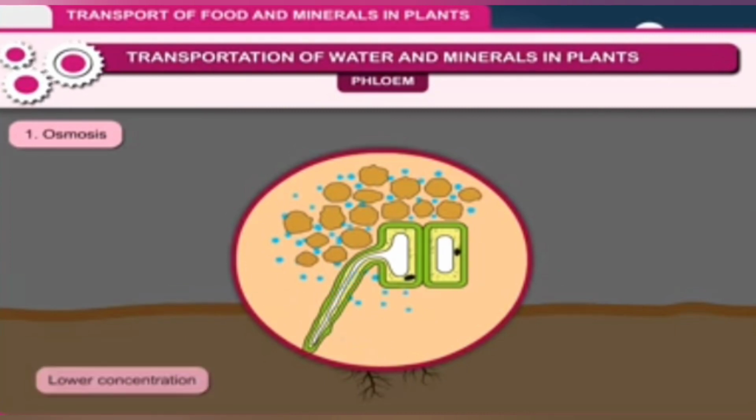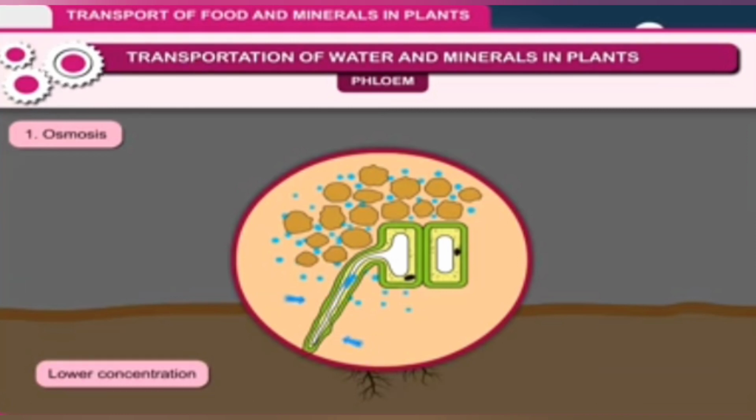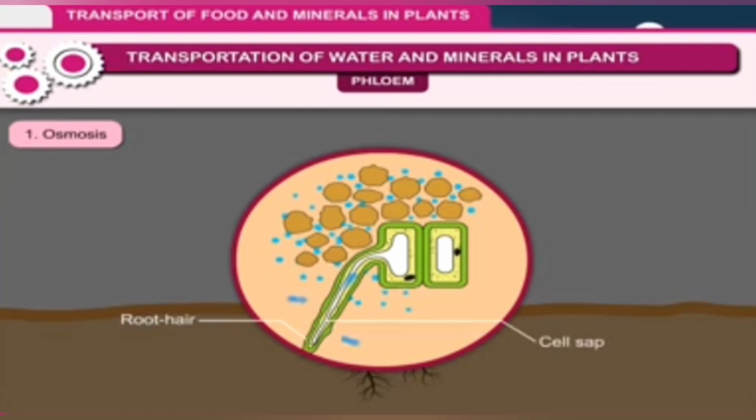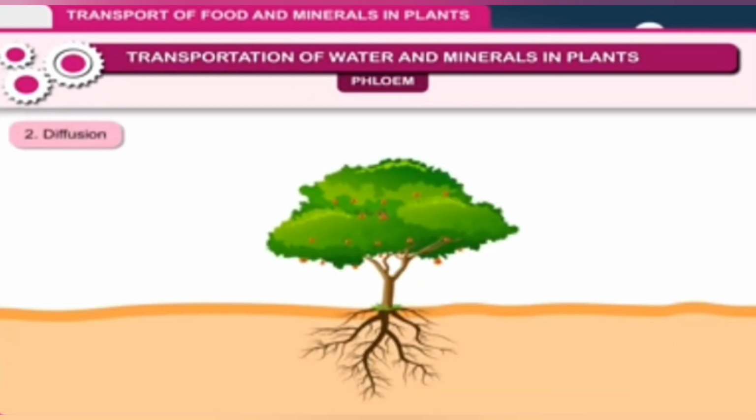Now the process of osmosis. It is a special form of diffusion which involves only the movement of water molecules from the region of higher concentration to the region of lower concentration through a semi-permeable membrane. A root hair with its semi-permeable membrane acts as an osmotic system through which the movement of water molecules takes place.